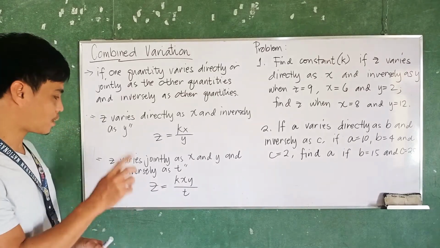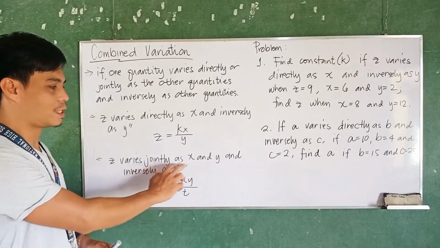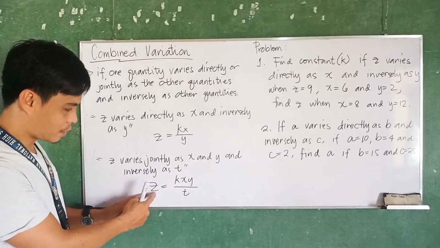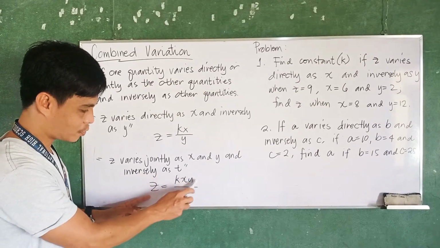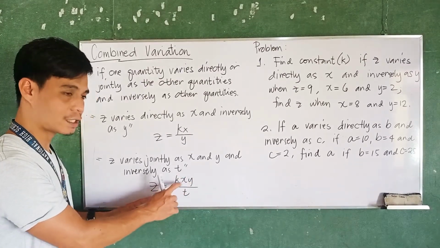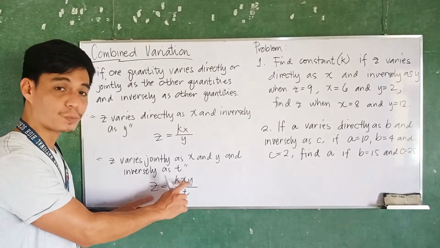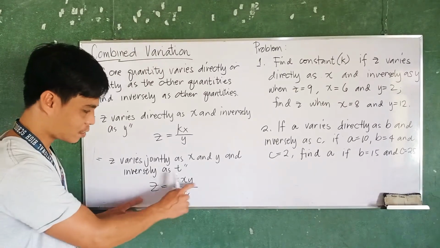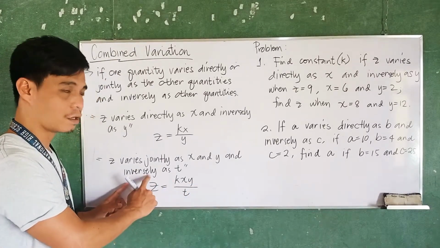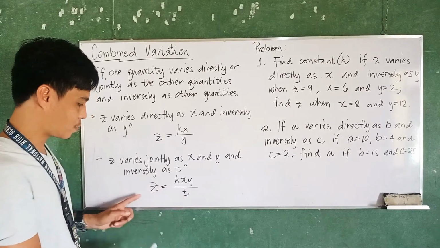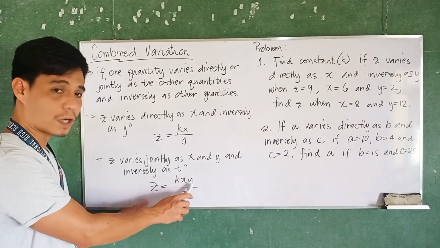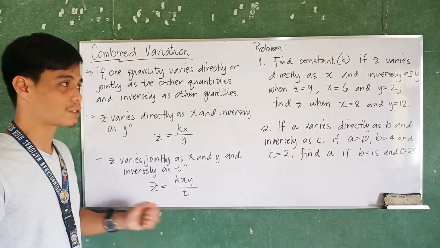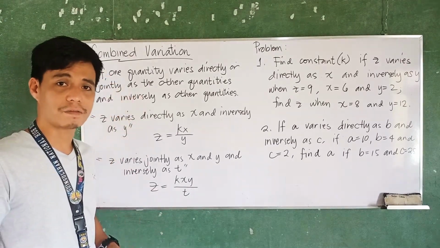Another statement here is z varies jointly as x and y, and inversely as t. So, your z there varies jointly, jointly because it has two quantities being multiplied, or a product. If you remember the joint variation, guys. And at the same time, it has an inverse of one quantity, which is t. So, z varies jointly as x and y, and inversely as t. That will be a combined variation.